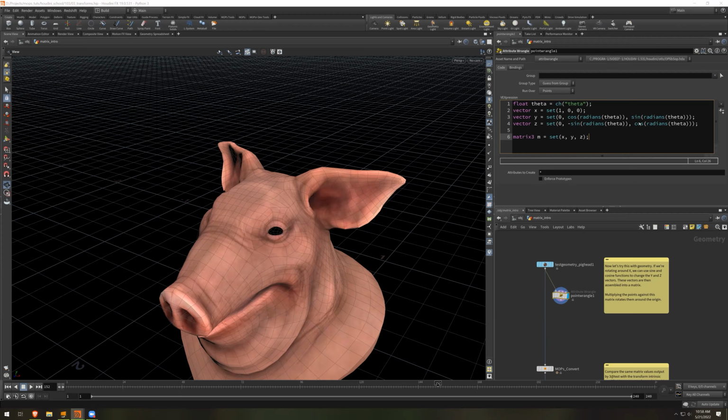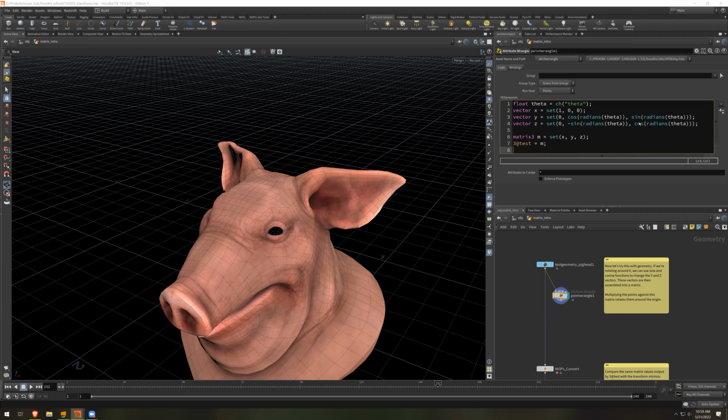And now let's, just as a test, I'm going to bind that matrix to a variable so that I can see it in the spreadsheet. Just for curiosity's sake, so we can see the numbers. I'm going to say 3@test equals m. In VEX, the prefix for a 3x3 matrix type variable is 3.